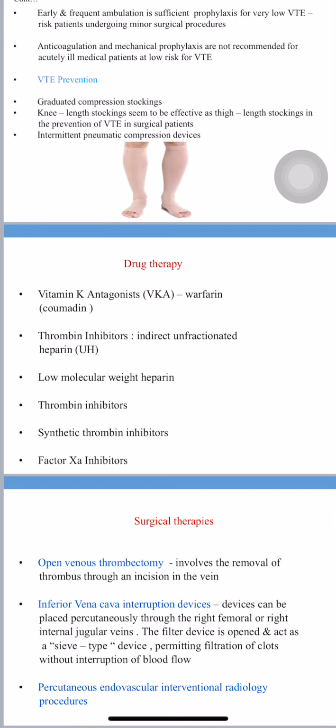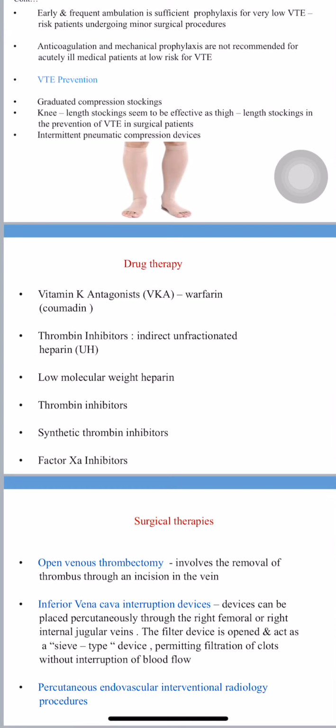And it has fewer bleeding complications than the unfractionated heparin. So next is direct thrombin inhibitors, which are classified as hirudin derivatives or synthetic thrombin inhibitors, which can be used in patients with heparin-induced thrombocytopenia when anticoagulation is still required.